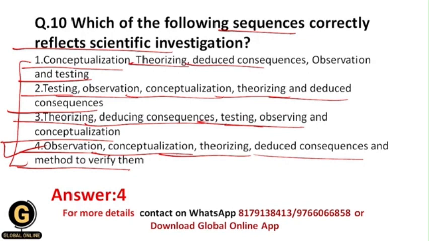And after that you do the conceptualization. It means that based upon the observation you collect the data, and based upon that data you try to form the concepts behind it, and after that you develop a theory. Then deduced consequences means whenever you develop a theory, after that you make up a hypothesis, then you test the hypothesis, and finally you get the results. So this is nothing but deduced consequences, and after that there is a method to verify them. For the verification, we basically test the hypothesis through different statistical techniques. Okay, so this is the sequence of scientific investigation, and the correct answer is 4.